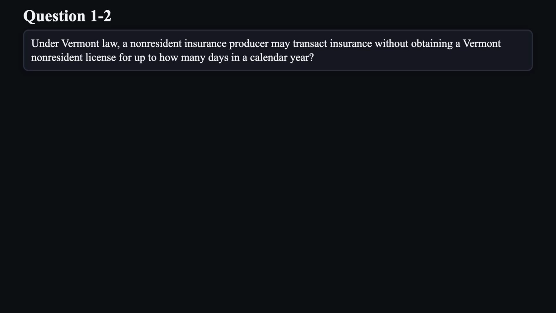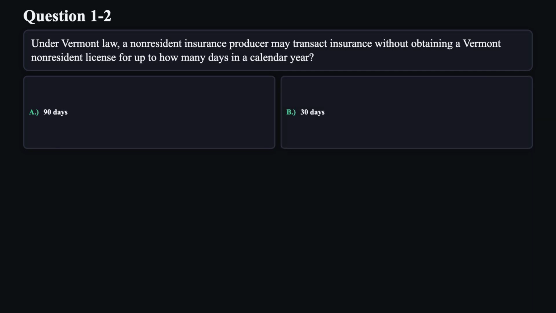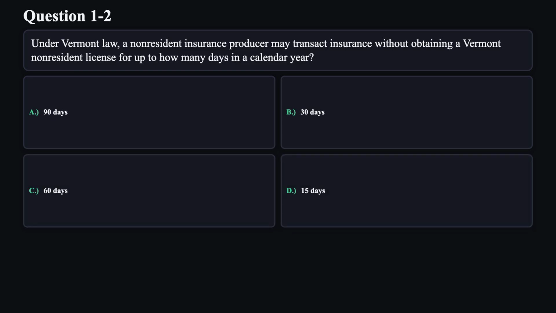Question 2. Under Vermont law, a non-resident insurance producer may transact insurance without obtaining a Vermont non-resident license for up to how many days in a calendar year? A. 90 days. B. 30 days. C. 60 days. D. 15 days.